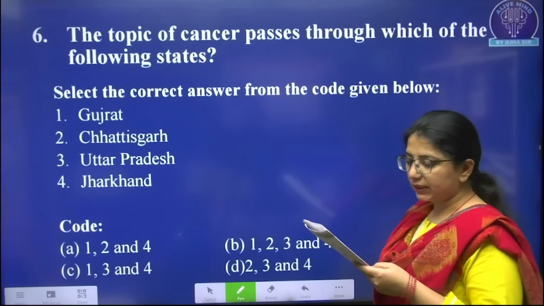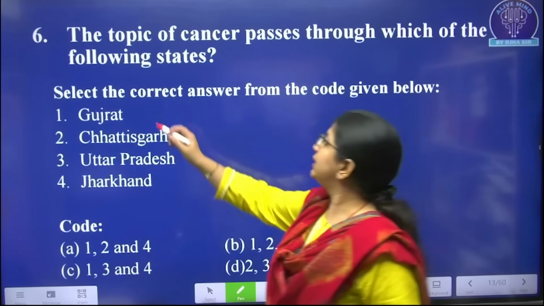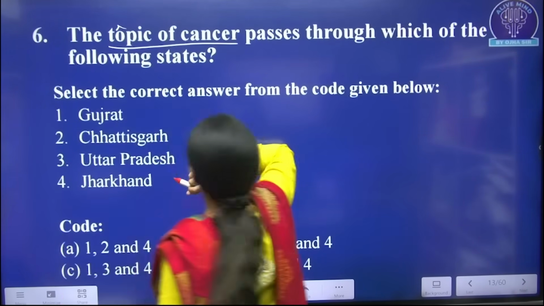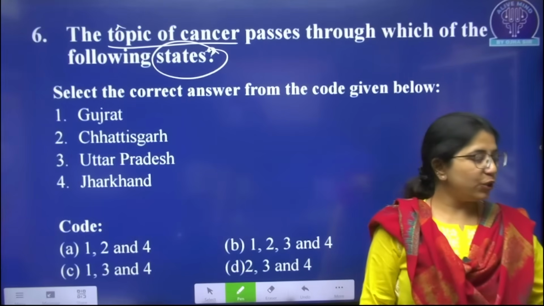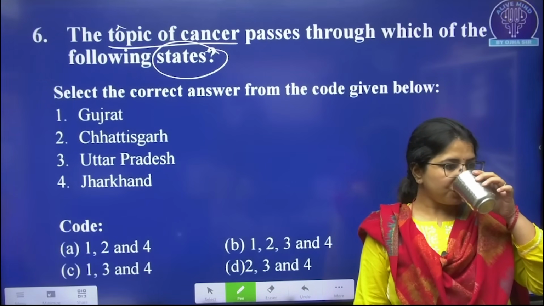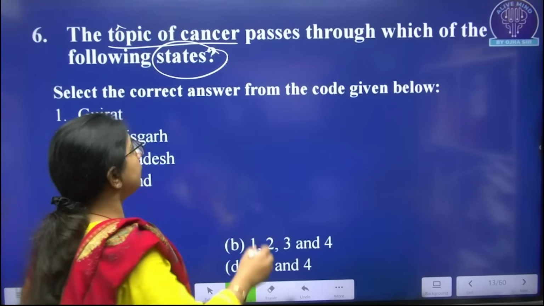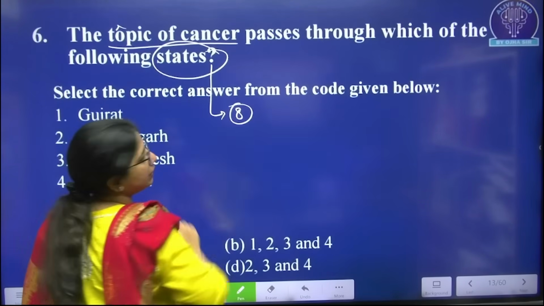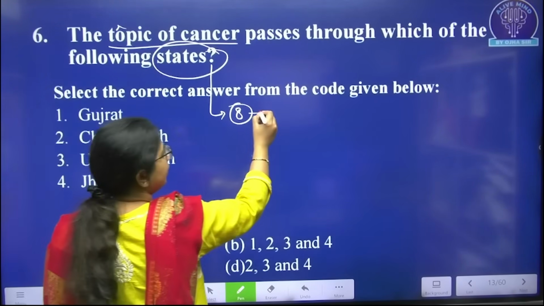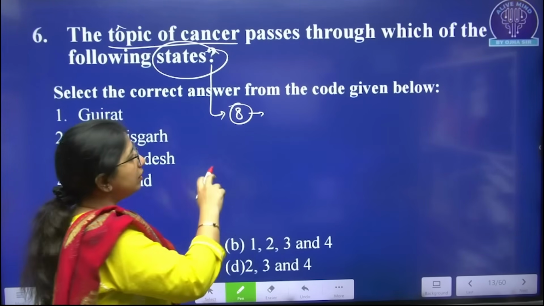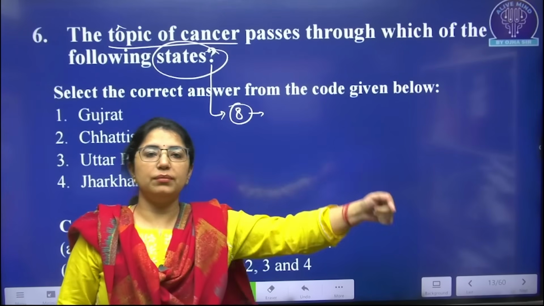Then it is question number 6. The Tropic of Cancer passes through which of the following states? See, I was saying, the Tropic of Cancer passes through which of the following states? Now they have asked the state. As a matter of fact, you would have already done this in the NCERT. How many states does it pass through? 8 states. Which states? That too chronologically, because the benefit of memorizing it in chronology will be, you'll be able to know which states come one by one.